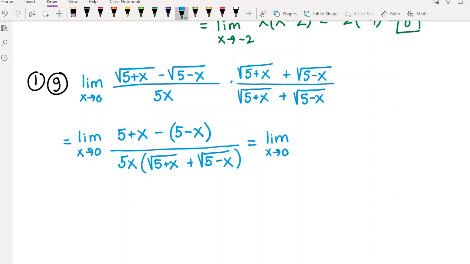Okay, so what's going to happen in the numerator? Well, we have a 5 and then we have a negative 5. So those are going to cancel out. And then we have x minus negative x. So that's going to become 2x. And then we have 5x times all this stuff.